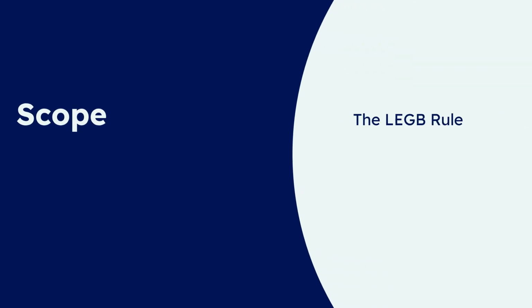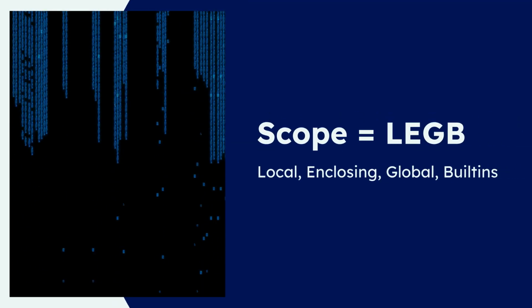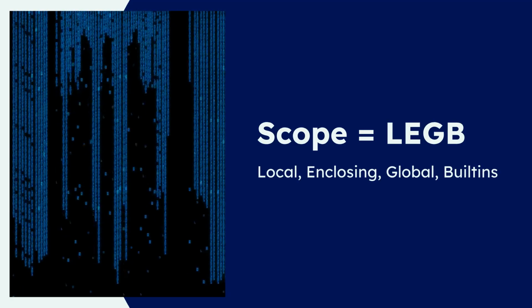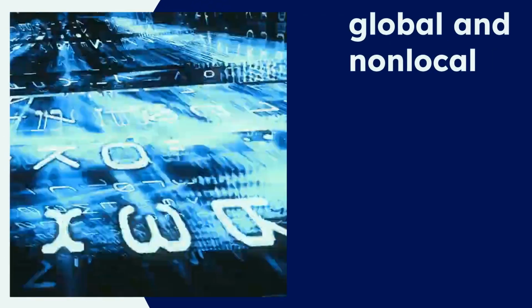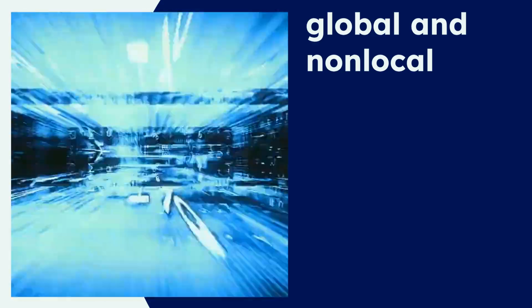Now let's talk about scope, governed by the LEGB rule. Python resolves names in the order of local, enclosing, global, and built-ins. Always be mindful of shadowing names from outer scopes. The global and nonlocal keywords are rare. Use them sparingly. Passing values explicitly into and out of functions is usually clearer and safer.